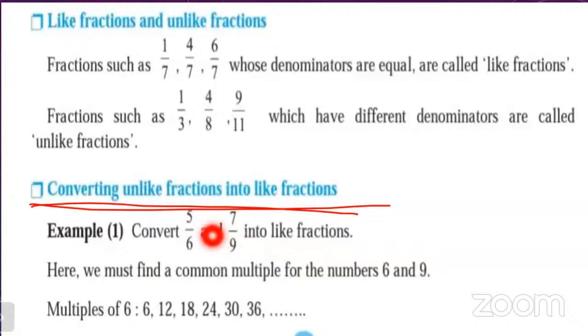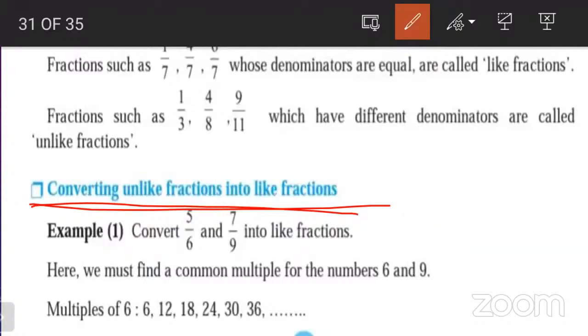So how should we convert? Look at here. Here is the explanation. Here we must find a common multiple for the numbers 6 and 9. Common multiples. So what is a multiple? A multiple of a number is divisible by the given number. Example, look at here. The first number is 6. Let us find the multiples of 6.